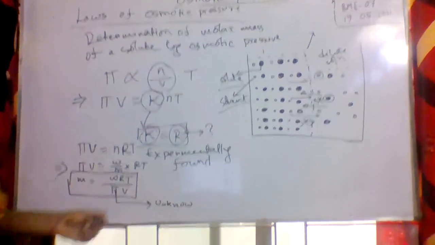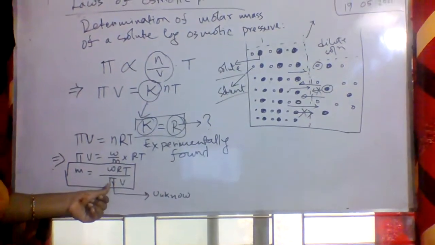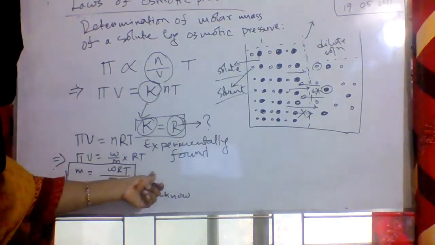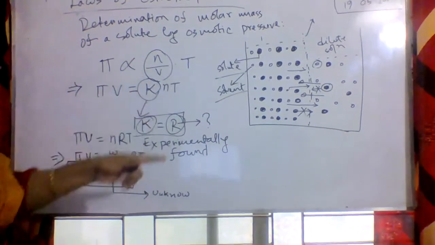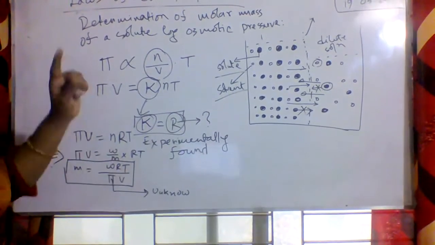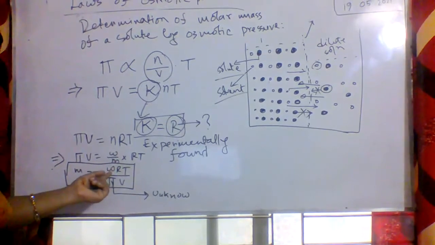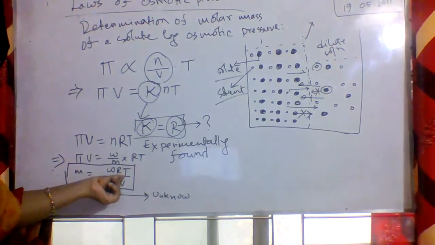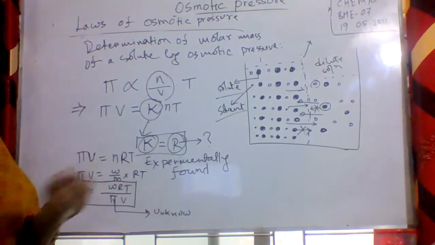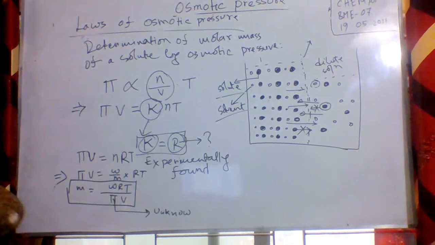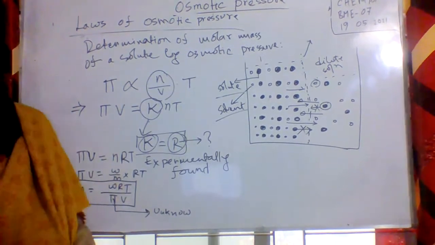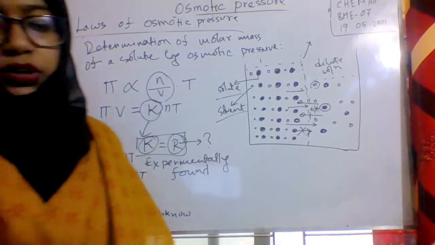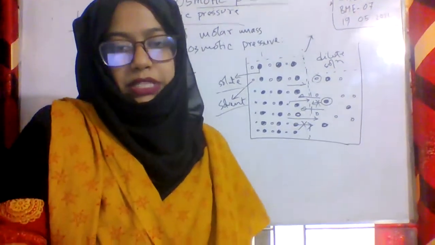So if you know this pressure, the temperature, which is room temperature, the volume of the container of the osmosis process, and the weight that you have taken, and the gas constant is a constant, then you know everything. So it is a very easy process. You can measure the molar mass of the unknown solute from osmotic pressure.